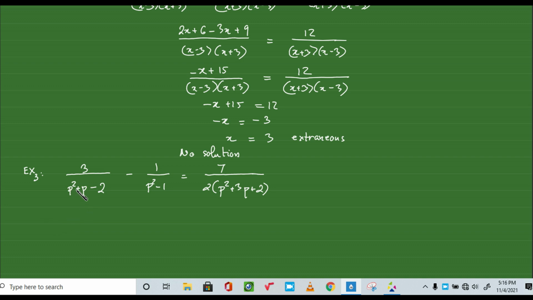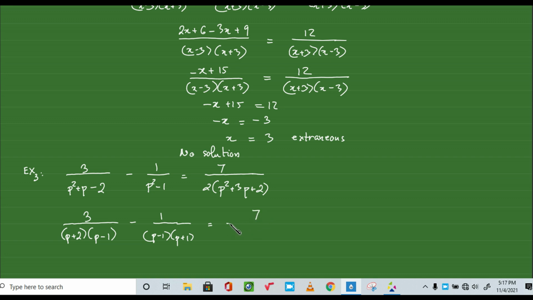What you see is that we have two trinomials. They might be factorable, so we have to check if they are factorable or not before we can do the LCD. Alright, go ahead, try to factor that. Let's see what happened here. So we have p plus 2, p minus 1. And this one is a difference of squares, so this is p minus 1, p plus 1.